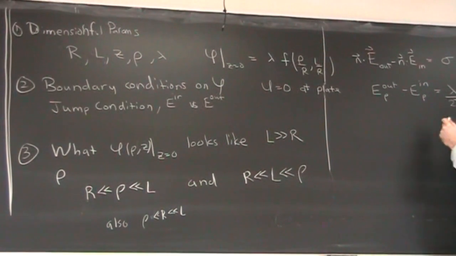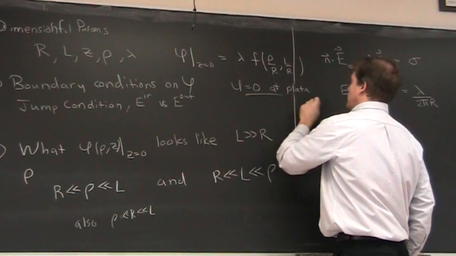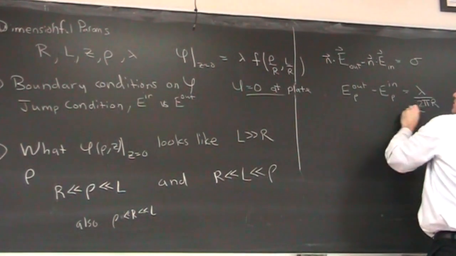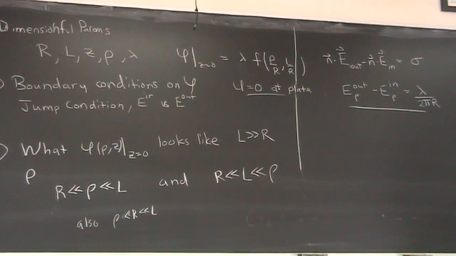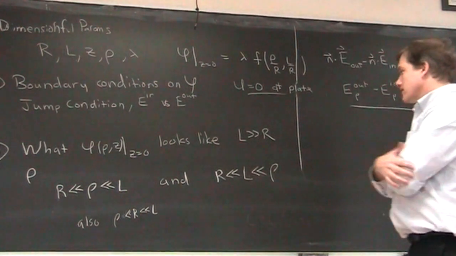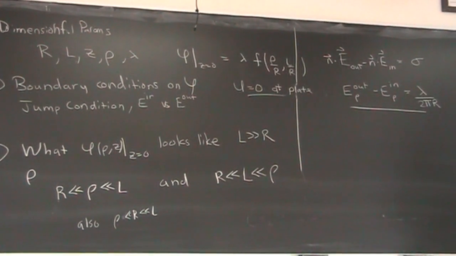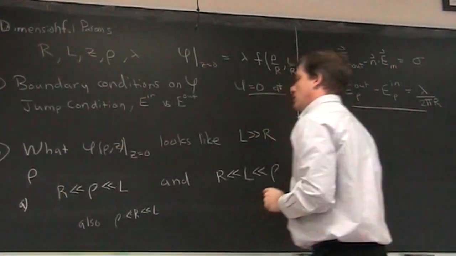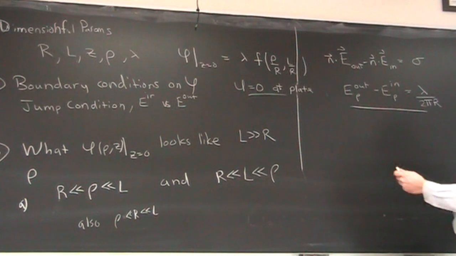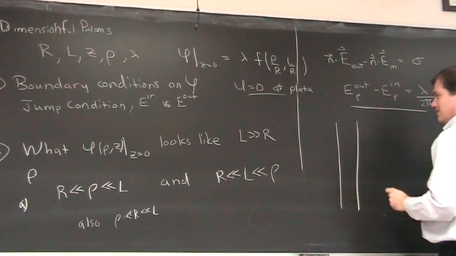So that's the starting point. Okay, so we have these two things that we have to solve. Now, what about this thing? What does it look like? So we're back here, right? So we're in this limit. Let's take the first limit, L much greater than R, and we look at the first one. In which case, L is like infinitely long, and looks like this, right?